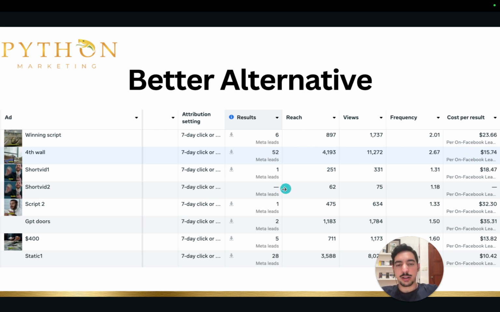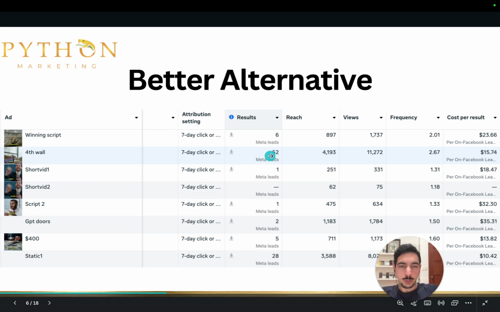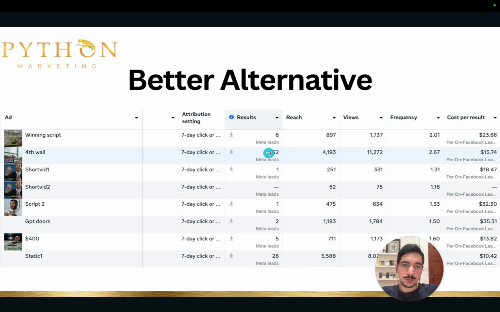Some of them generated few to no results whatsoever, and the other ones were getting good cost per lead. But the one winner that we got, 52 leads at just $15, compared to all the other ones which were either more expensive or didn't get as much volume.